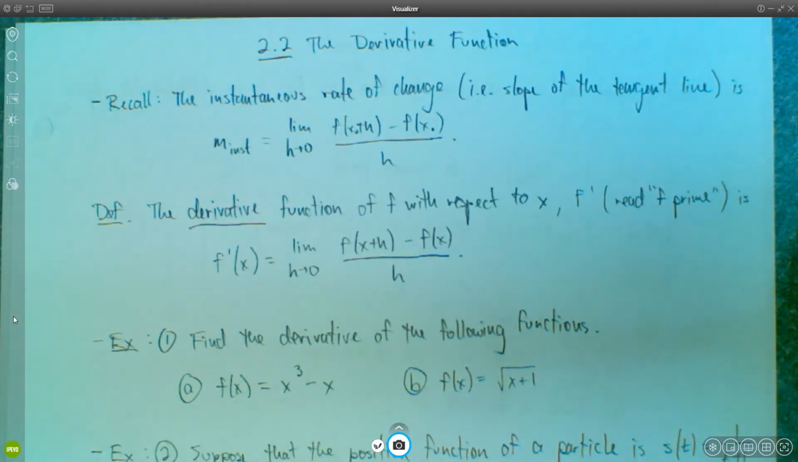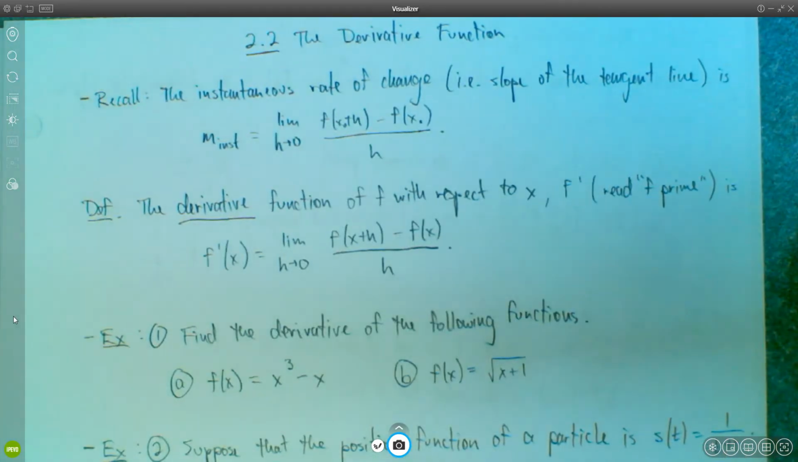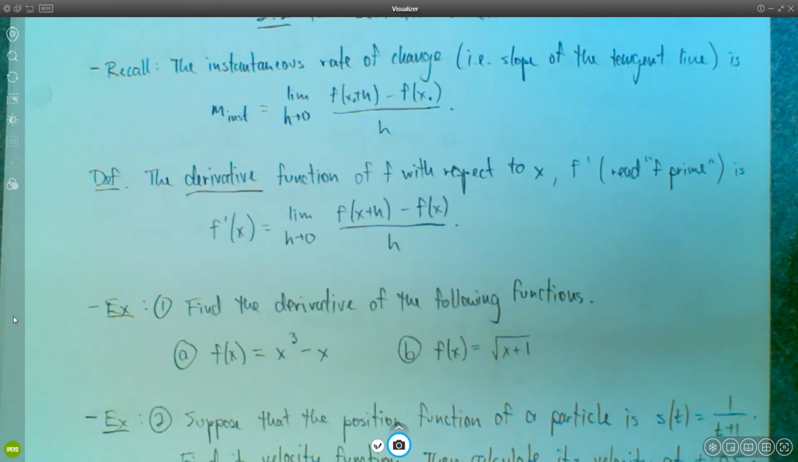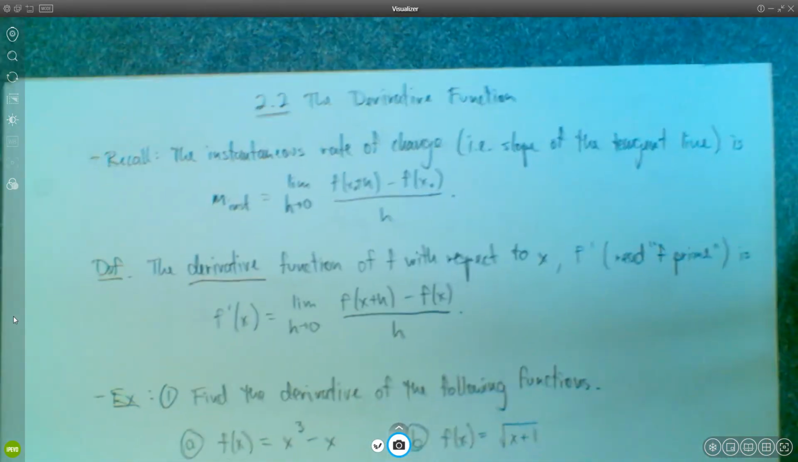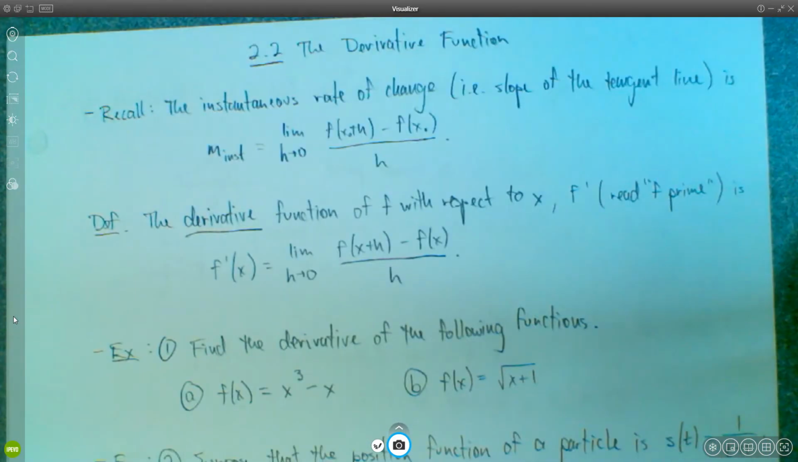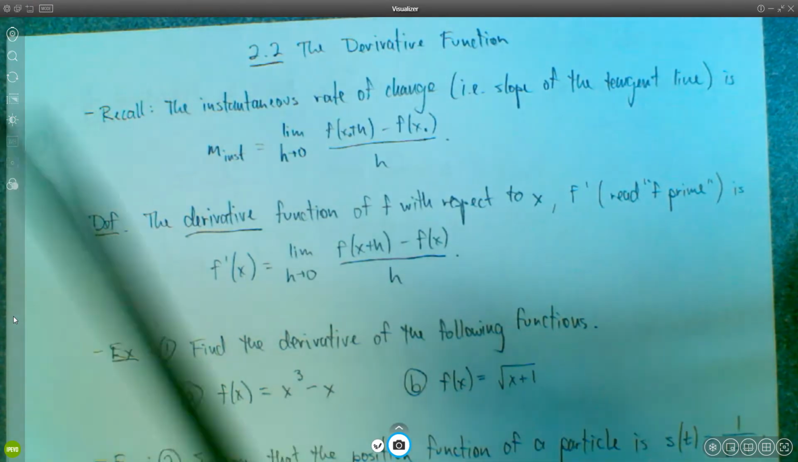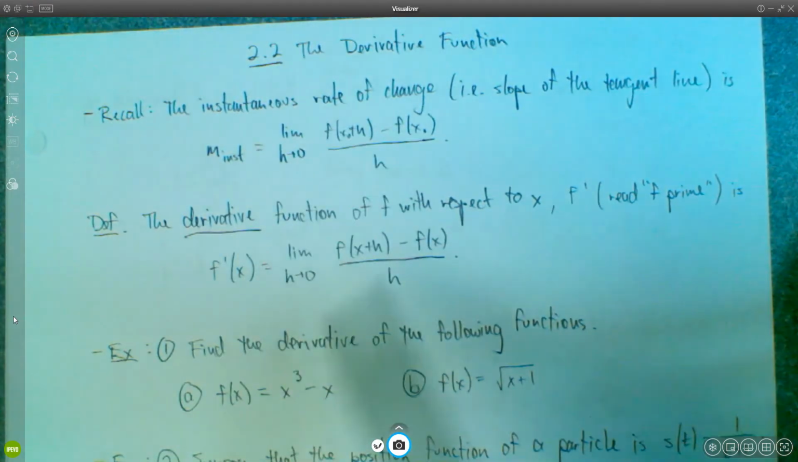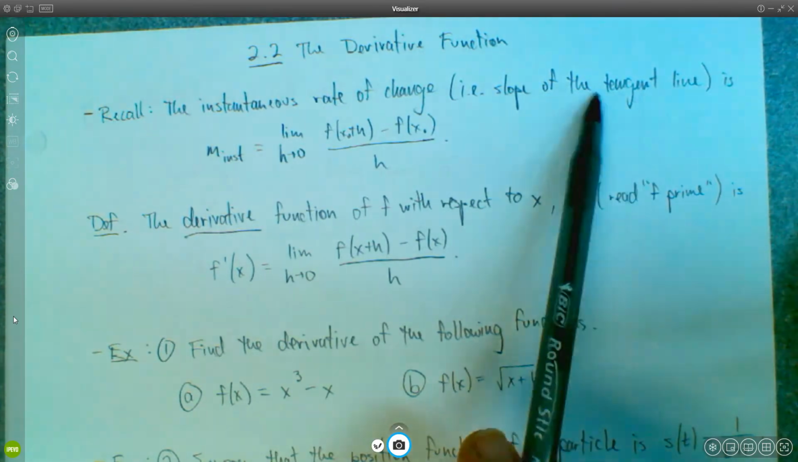So let's talk about the derivative. The derivative, it turns out, is something that you already know because we just talked about it in the previous section. We just weren't calling it the derivative, right? What we were calling it in the previous section was the instantaneous rate of change, or in other words, the slope of the tangent line.